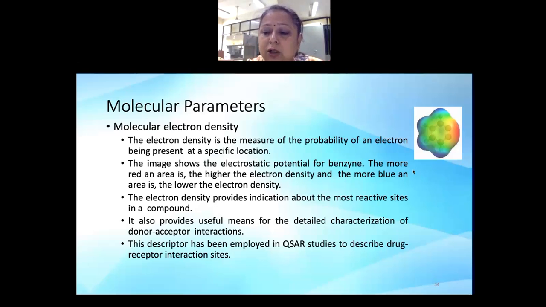Those people who must have done docking studies know it shows binding with the receptor protein, and those bindings are either by hydrogen bonds, donor-acceptor interactions, or pi interactions. So this descriptor has been employed in QSAR studies to describe drug-receptor interaction sites.